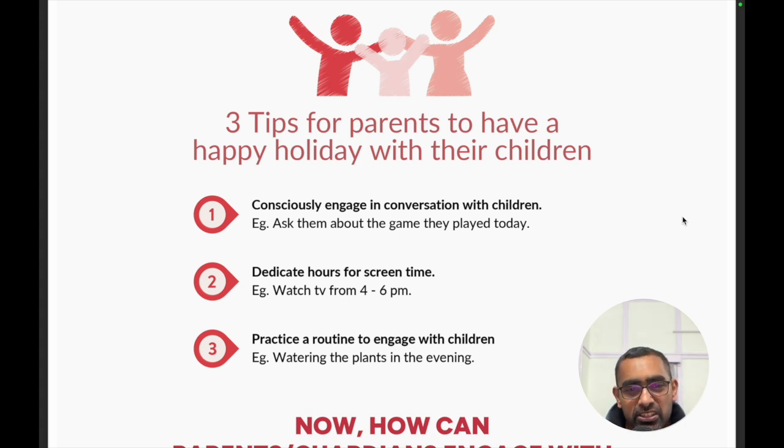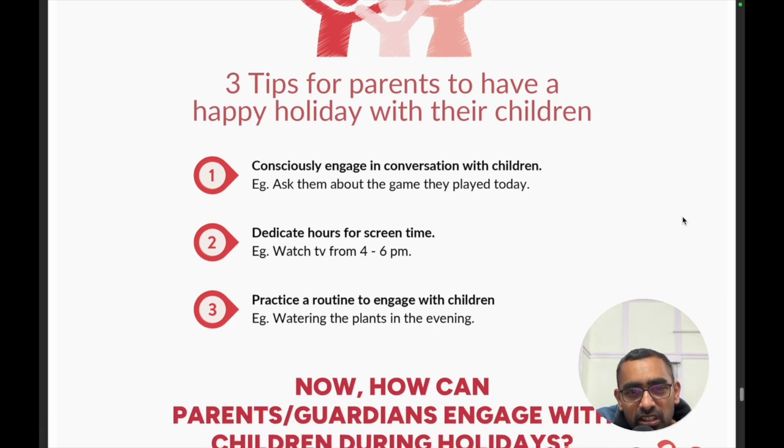Practice a routine to engage the children. You need to find ways in which you can spend time. It can be anything. It can be watering the plants together. It can be making a kitchen garden. It can be cleaning the house. But the important thing is parents should engage.